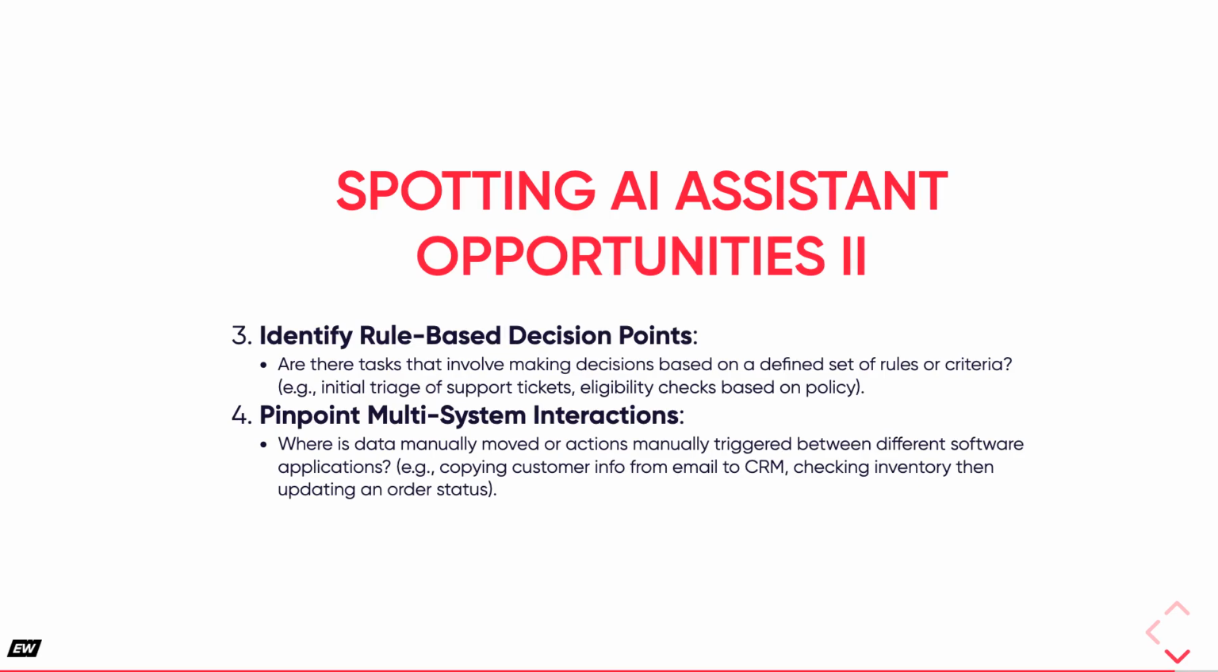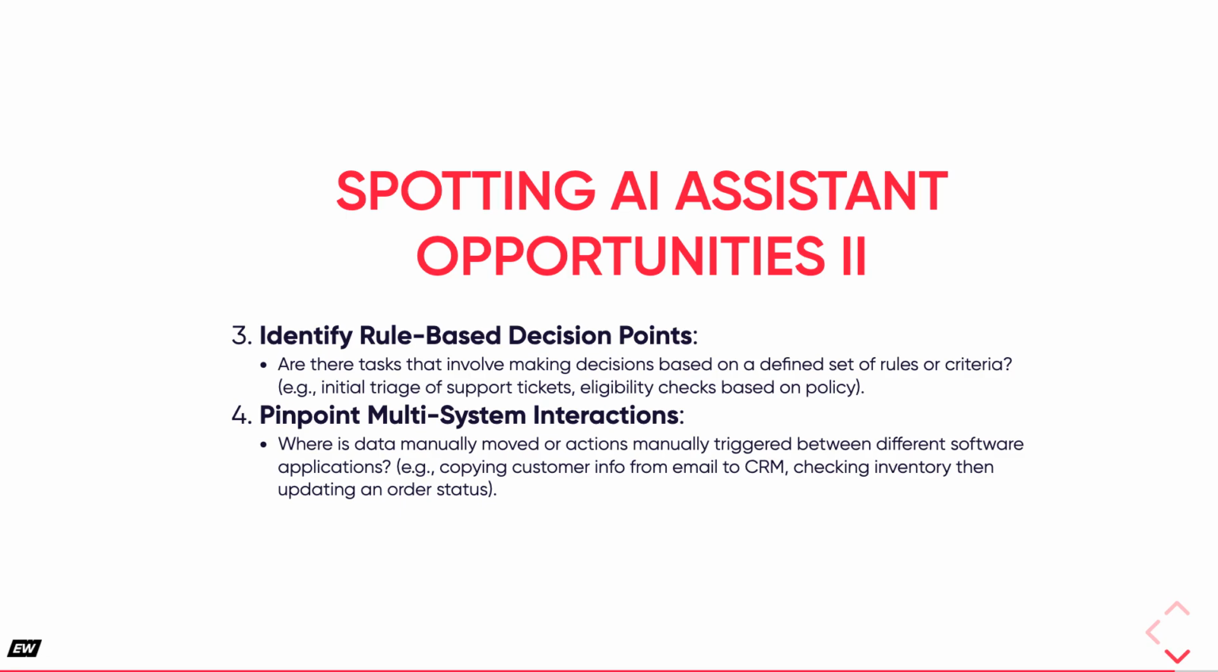The third area to consider is identifying rule-based decision points. These are tasks where decisions are made based on a clearly defined set of rules or criteria. For example, the initial triage of support tickets, where inquiries are routed based on keywords or categories, or eligibility checks that follow specific policy guidelines. An LLM guided by precise instructions can often handle these initial stages efficiently.